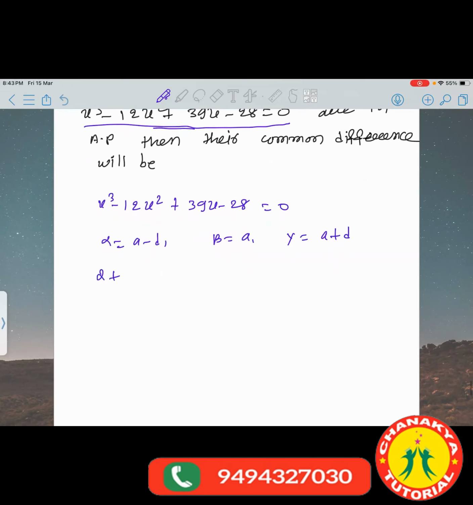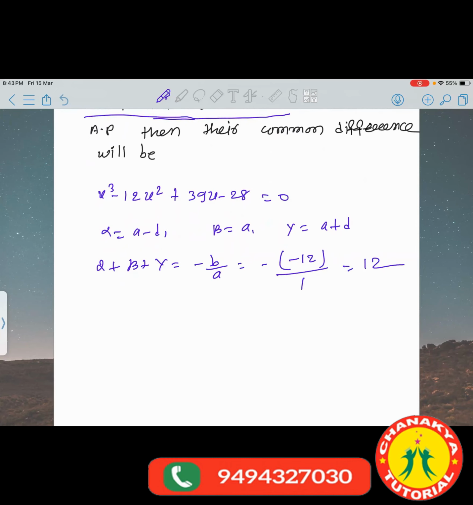Use alpha plus beta plus gamma is equal to minus b by a. So b is minus 12 upon a is 1, so that is 12. Alpha plus beta plus gamma: a minus d plus a plus a plus d is equal to 12. So 3a is equal to 12. So a is equal to 4, right?